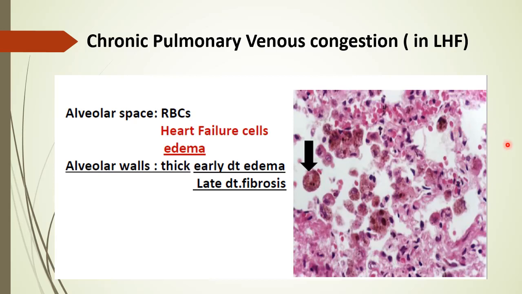Again, this is another picture showing the microscopic picture of the lung. This is the alveolar septa, and the alveolar space here contains red blood cells and heart failure cells, as I mentioned. The thick arrow shows the heart failure cells, which are large macrophages with brownish hemosiderin pigment granules. And the alveolar walls are thickened due to edema in early condition, and later due to fibrosis.